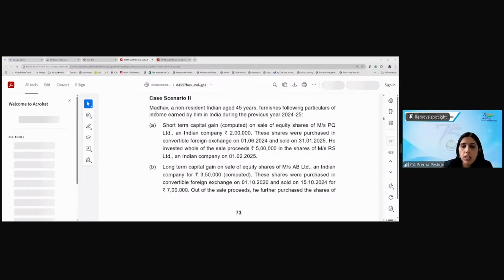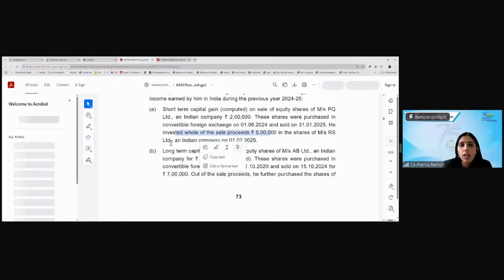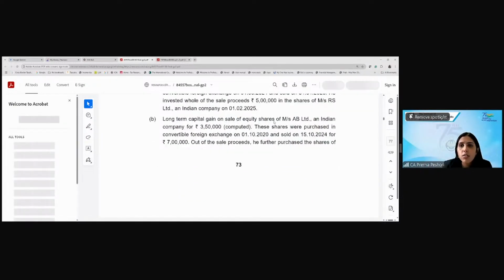Madhav, a non-resident Indian aged 45 years, furnishes the following particulars. Short-term capital gain on sale of equity shares of PQ, an Indian company. These shares were purchased in convertible foreign exchange and sold on 31 Jan 2025. He invested the whole of the sale proceeds, rupees 5 lakh, in the shares of RS Limited, an Indian company, on 1st February 2025. Long-term capital gain on sale of equity shares of AB, an Indian company, for 3 lakh 50. These shares were purchased in convertible foreign exchange on 1/10/20 and sold on 15/10/24 for rupees 7 lakh.